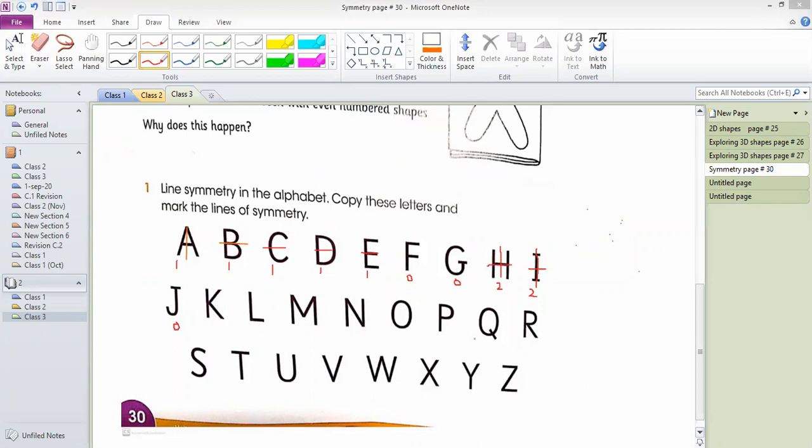Guys, I'm not getting your answers. Give me your proper answer. Does K have a line of symmetry or not? If yes, which line of symmetry is it having? Vertical or horizontal? Horizontal, sir.